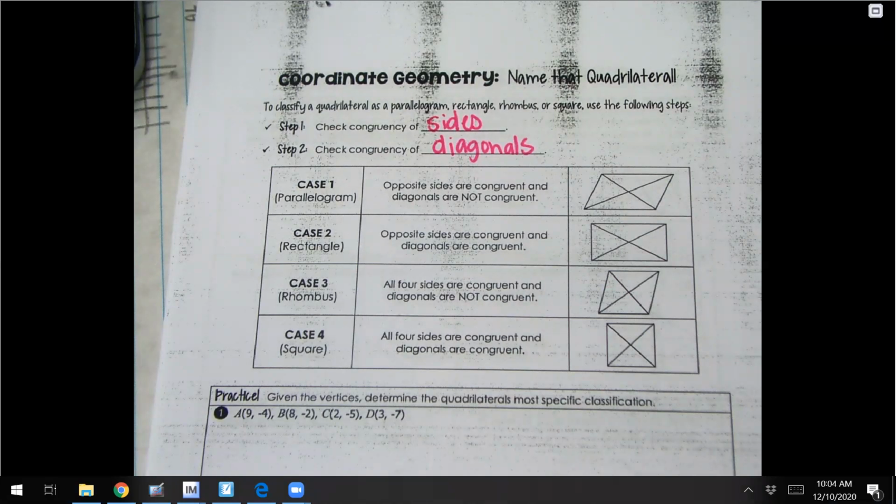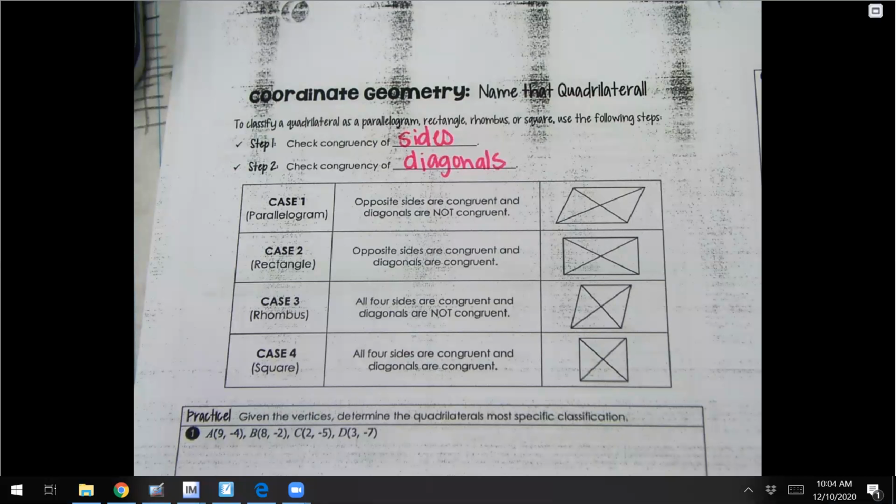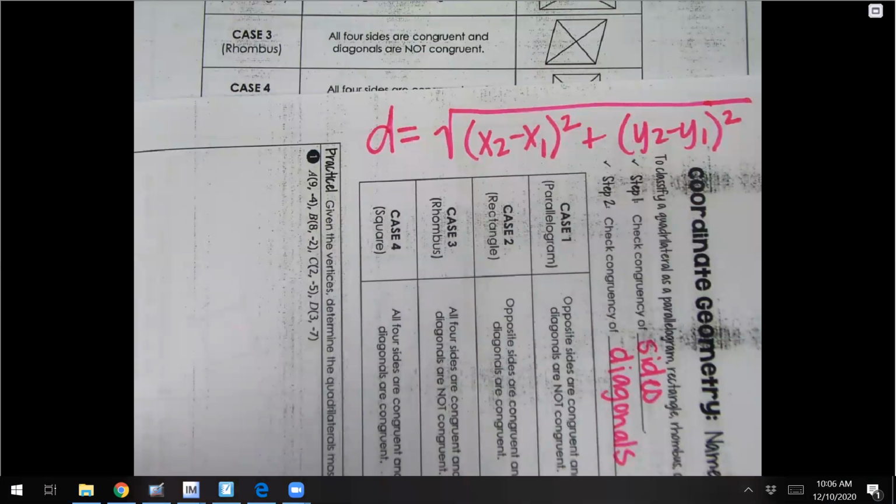So is it a rectangle? Is it a rhombus? Now to determine that, we have the length of the sides. This formula, if you don't remember, is the square root of x2 minus x1 squared plus y2 minus y1 squared. You don't just memorize that. We're going to do this form, and while it's virtual, you will see it.